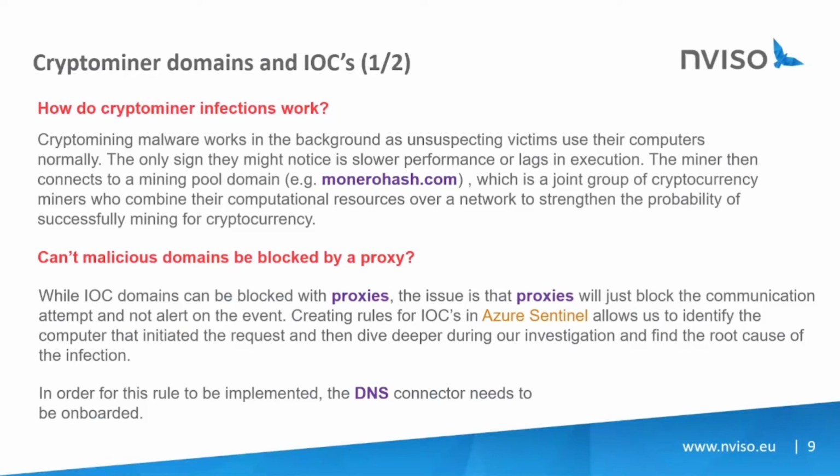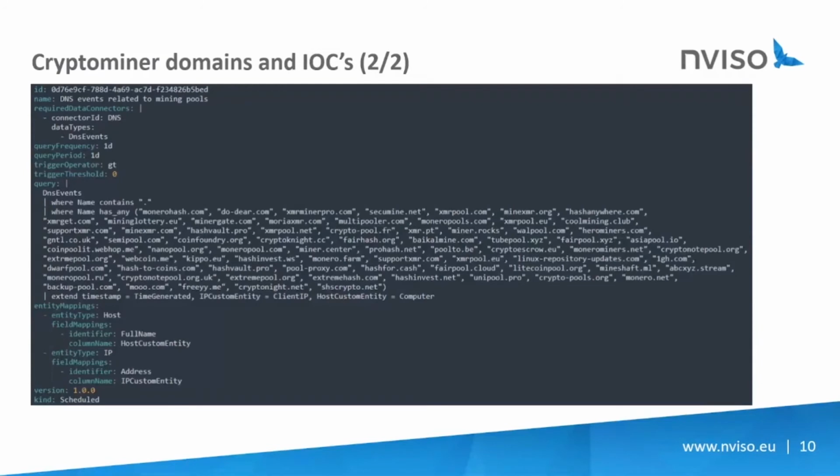So of course, again, since this is a DNS request, the DNS data connector must be enabled. So here we can see a rule that basically tries to detect DNS requests towards a list of crypto mining domains. There's Monero Hash, as we saw before. There's Monero Farm. There's xmrpool.com. And this is actually a pretty decent query to implement if you want to start looking for crypto mining infections.